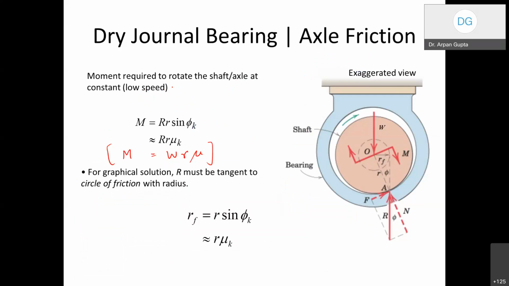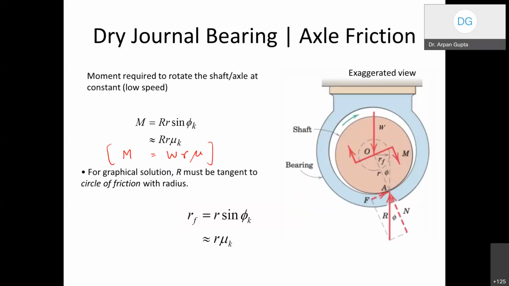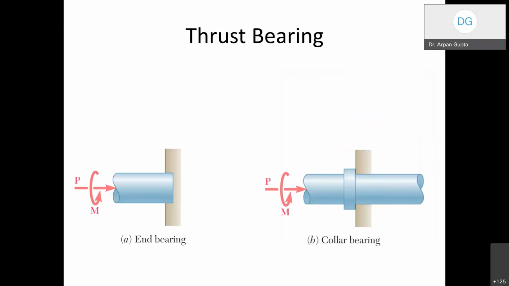Okay. Now the next analysis, which flows from the same thing, is the analysis of thrust bearings, which will also lead to clutch, disc brakes, and other kinds of analysis. So the previous bearing that we have seen was a journal bearing, and in this case we talked about transverse load or lateral load. In case of thrust bearing, we talk about axial load.